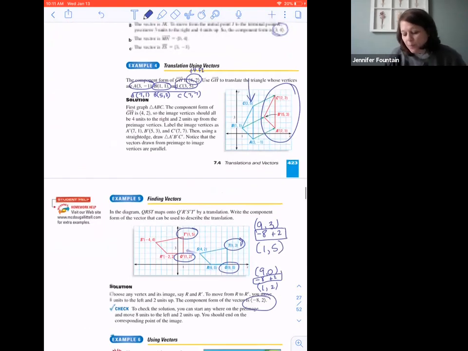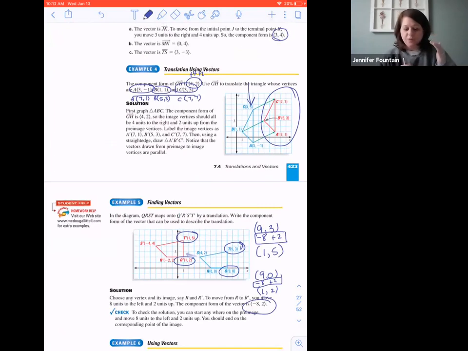So basically, example 4 and example 5 are kind of the flip-flop of each other. The first one, I start with my points, and I've already been given my component form to find my new points. Example 5, I have 2 sets of points, and I've got to identify component form. Okay. So in example 4, we use component form to find new points. In example 5, I have my 2 points, and I have to identify component form.